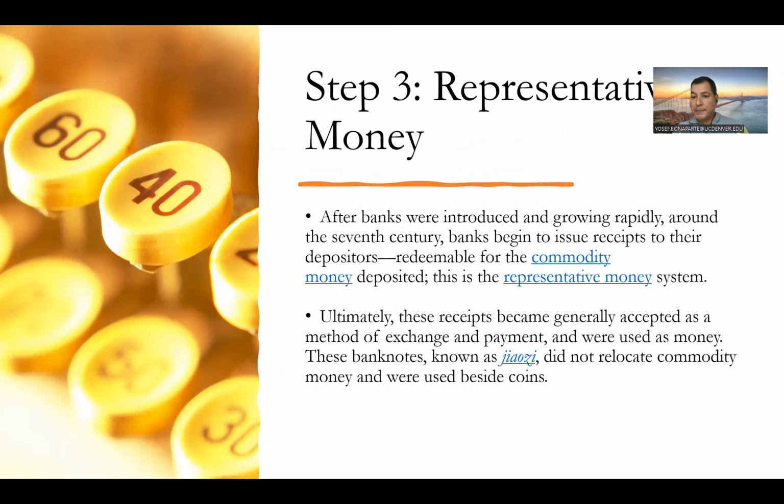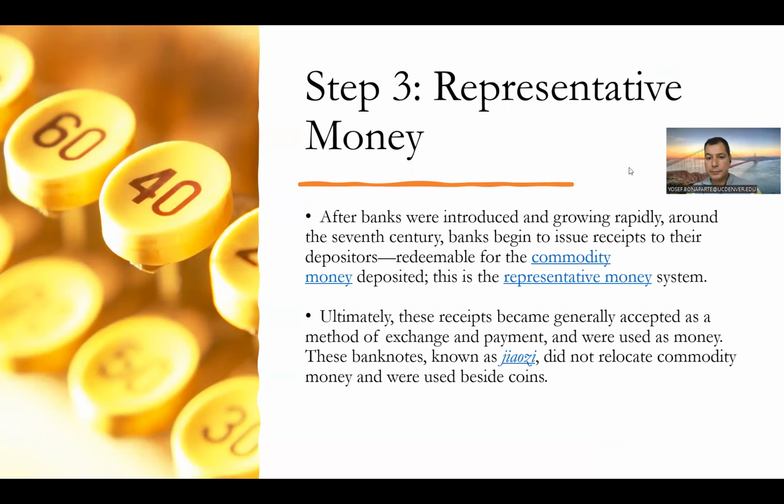Step 3 is representative money. Banks enter the system, and you can put a deposit in a bank. We call this the representative money system. When the banks came, they reinvented the role of money and the need for money, and now the credit card has become another representative money.